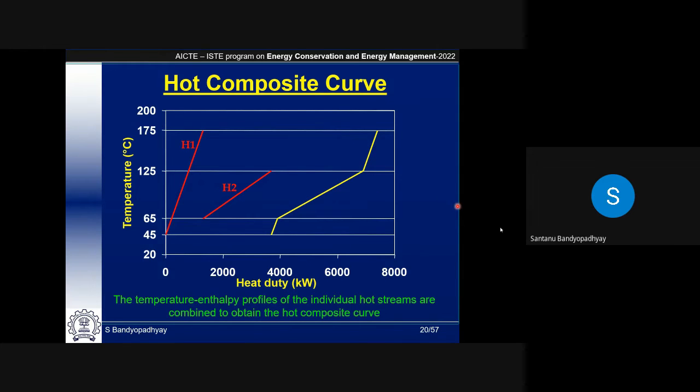So just to repeat graphically to see it, the lowest portion is coming from the 45 to 65 portion. The mid portion is coming from the addition of the total heat available from H1 and H2. And the last portion is again coming from H1. So now this stream is called the hot composite curve, which does not exist in reality. It's a pseudo stream, but it simply gives heat availability as a function of temperature. Okay, that's the hot composite curve.